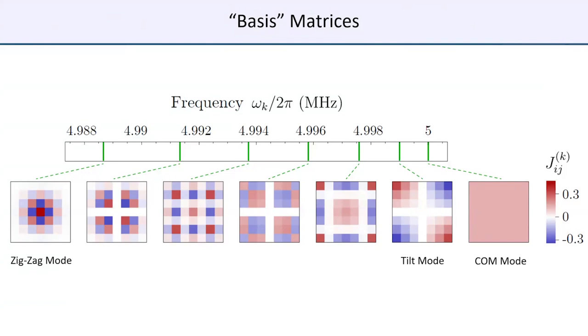Okay, so the center of mass mode, where they're all equal in amplitude: I take a vector of all ones, and I take an outer product with itself. That becomes a matrix of all ones.